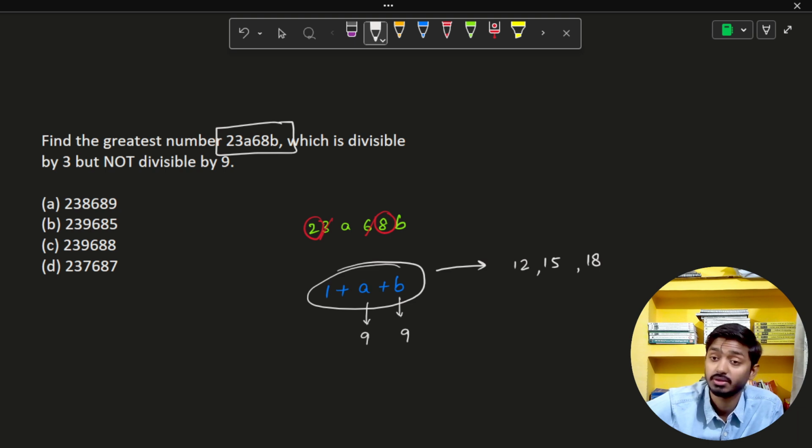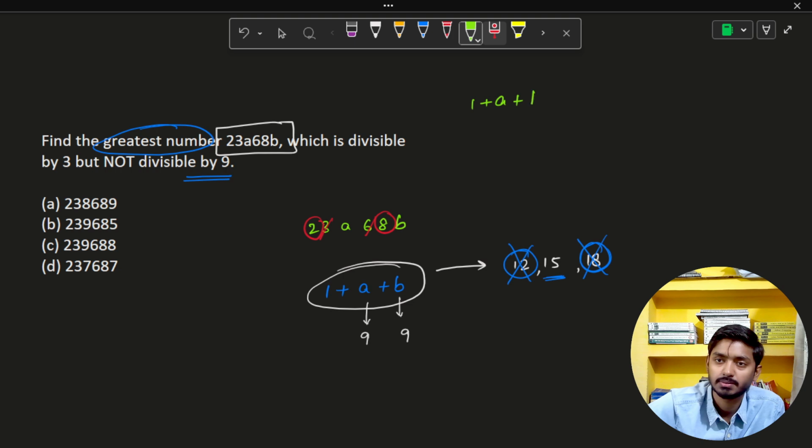These are divisible by 3. But the only problem with using 18 is that it would be divisible by 9 as well, and the question clearly states that it should be divisible by 3 but not by 9. So we cannot take 18 as our answer. We'll have to take 15, although we can take 12, but that would be the lesser one. We are supposed to find the greatest of these. So we'll say 1 plus a plus b equals 15. A plus b would be 14.